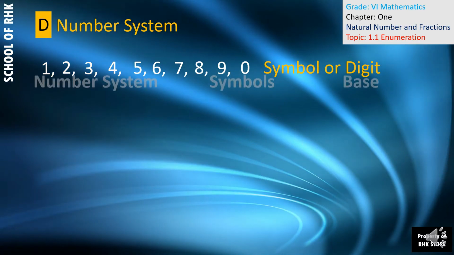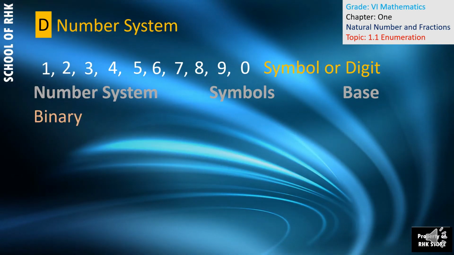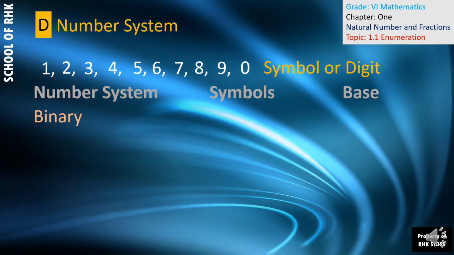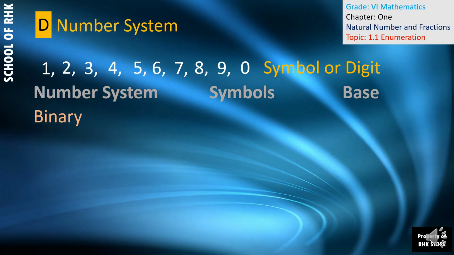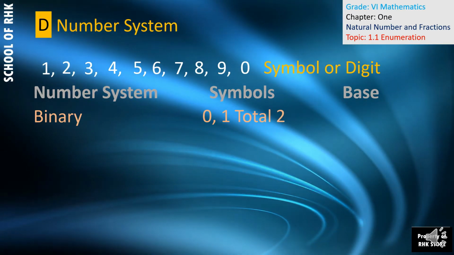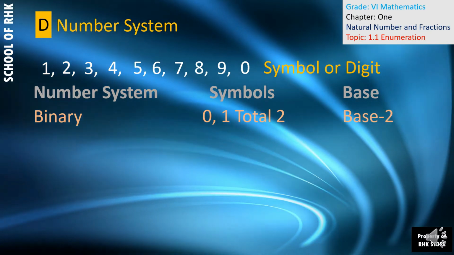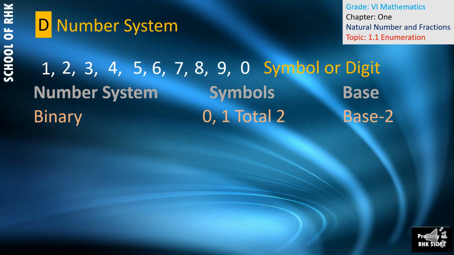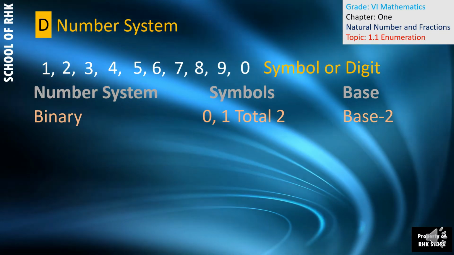The first number system is called the binary number system. There are 2 symbols or digits used in a binary system. The first is 0 and the second is 1. The base of the binary number system is 2. Binary system applications can be found on computers.